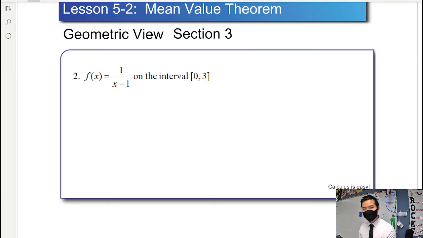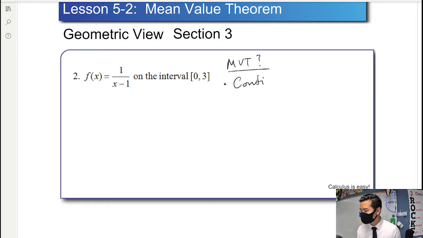Number 2 today for this mean value theorem on this packet. The question still stands: can I apply the mean value theorem here? In order to answer that question, does the mean value theorem work? There are 2 things you have to check off. What's the first thing? Is it continuous? And is it differentiable?